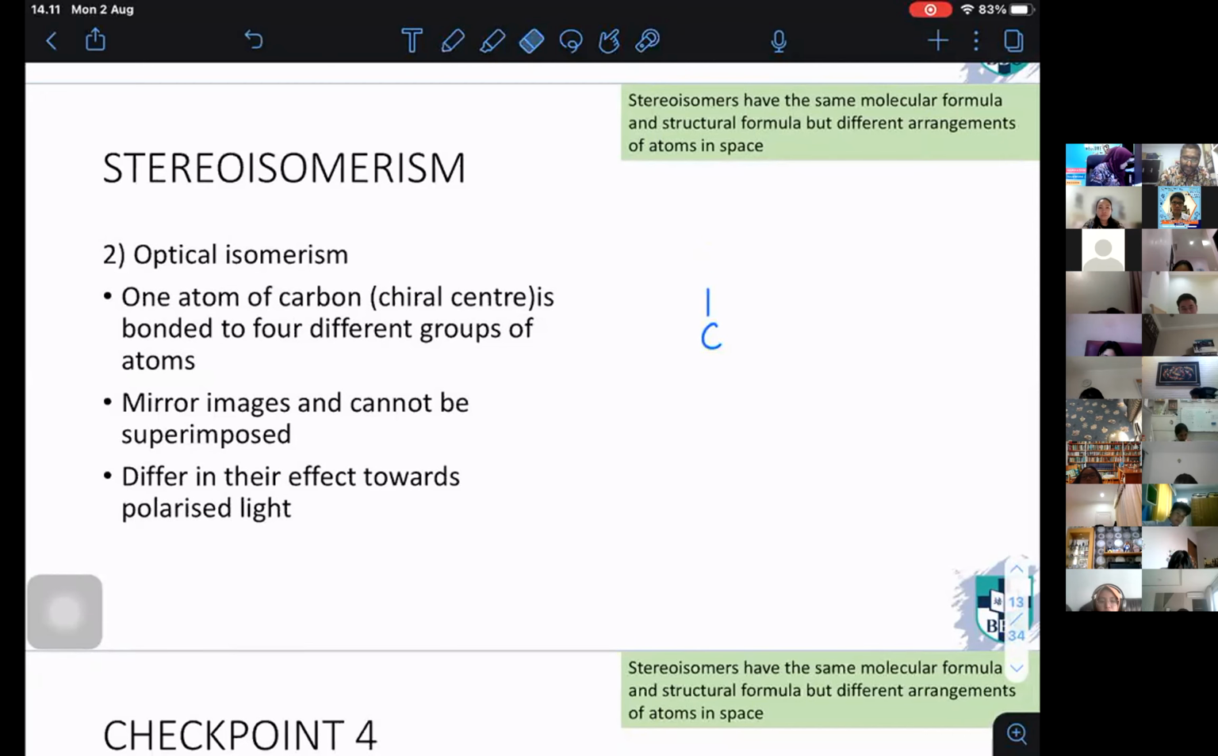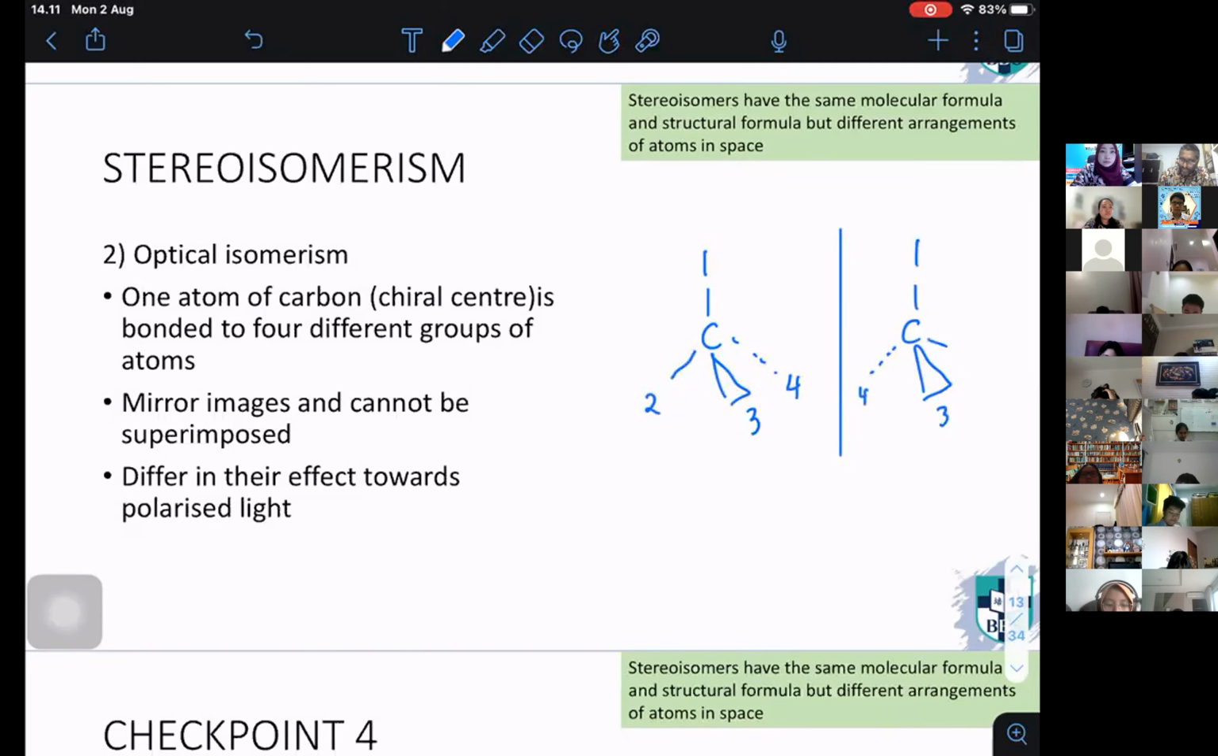Let's say, for example, I just use numbers. Group number 1, and this one, group number 2. We draw like this, group number 3. There is a way to draw, and then this one is going to be a dotted line, number 4. So all these 4 groups must be different. And when I draw the mirror image, I will just draw like this: 1, so this one is going to be 4, this one I'm going to have 3, and this is going to be 2. Something like that. They differ in their effect towards polarized light. You can just go and find out about this.